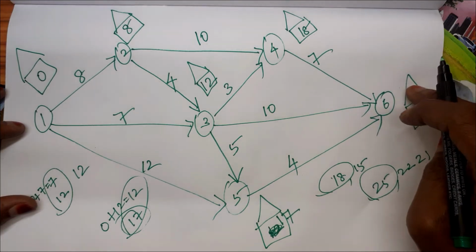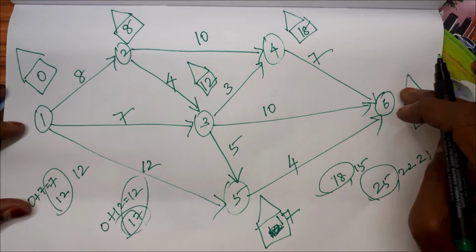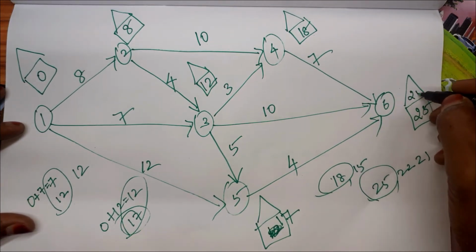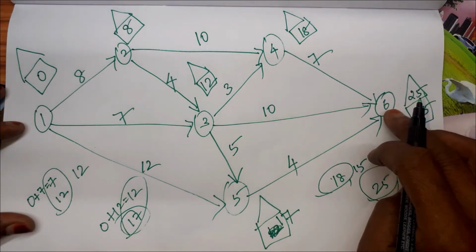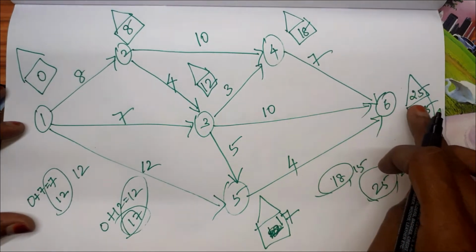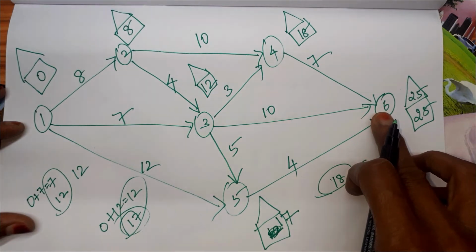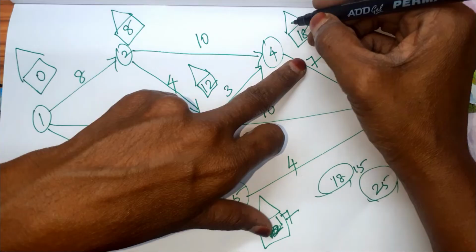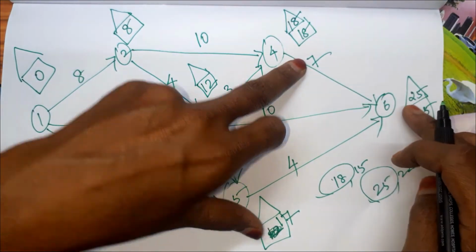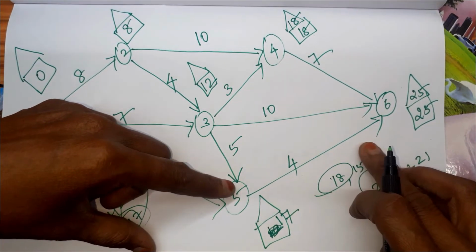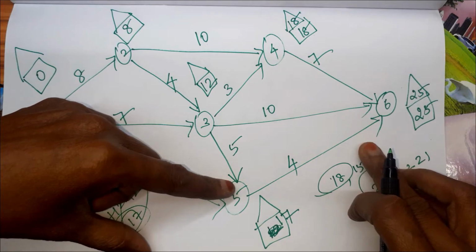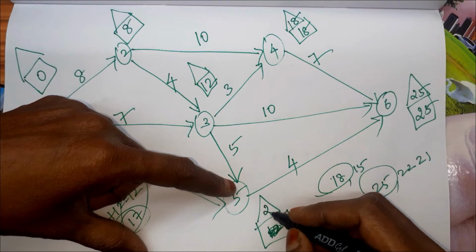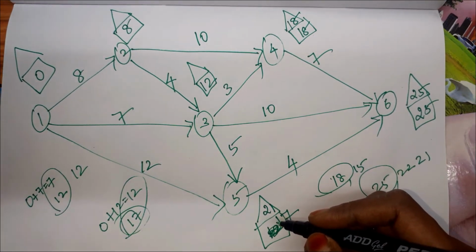We are going to fill the triangle values. Starting from the last point, we have to start. So this 25 will come in this place. After 6, we can go to 4. So we have only one activity in between. So just subtracting 25 minus 7, it is 18. And for this 5, we have only one activity in between. So we can take 25 minus 4, it is 21 for 5.